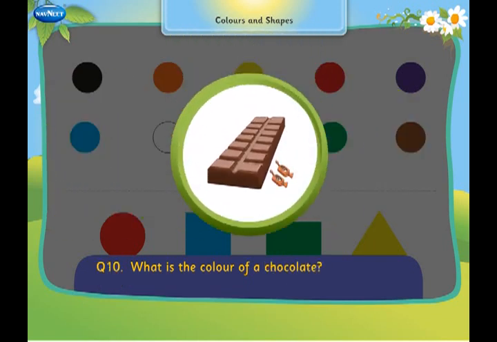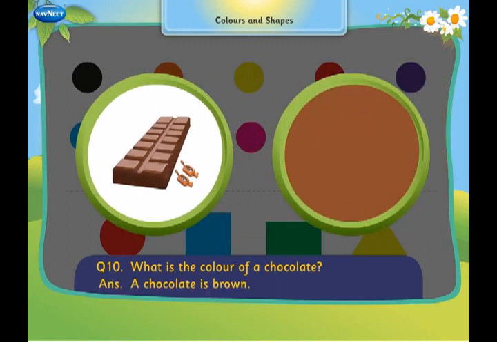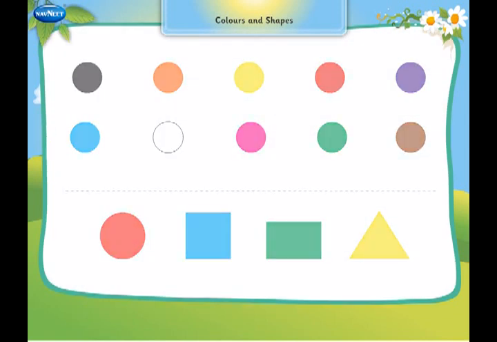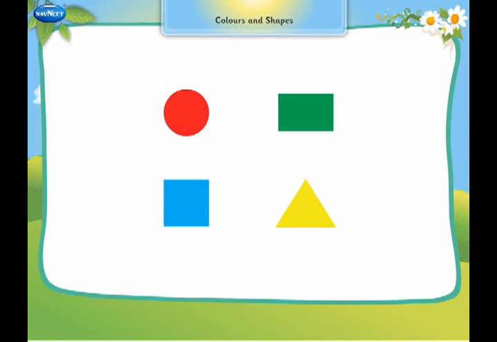What is the color of a chocolate? A chocolate is brown. Let us learn about shapes. A circle.